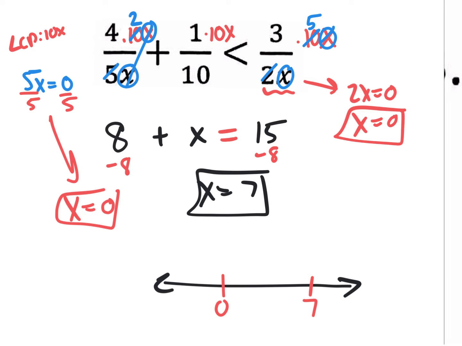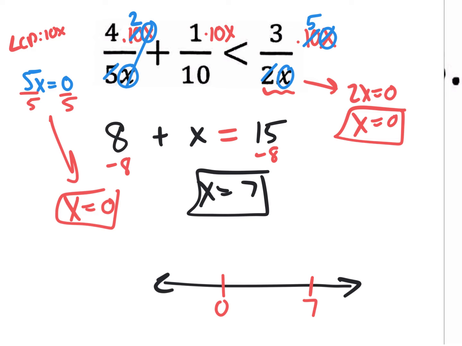We need to test the areas to see where our answers are at. Maybe the answer is only on the left side of 0. That would give you the answer x is less than 0. Maybe the answers are on the right side of 0, which would be x is greater than 0. Maybe the answers are between 0 and 7, right here, which would be a compound inequality, 0 is less than x is less than 7. Or maybe they're over here, x is greater than 7. We need to find out by testing areas.